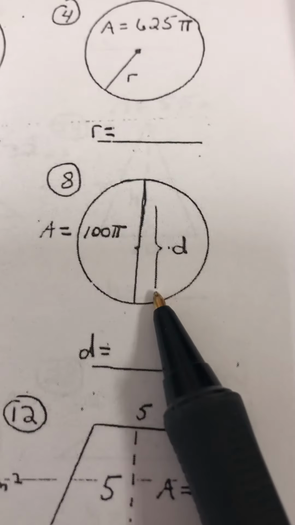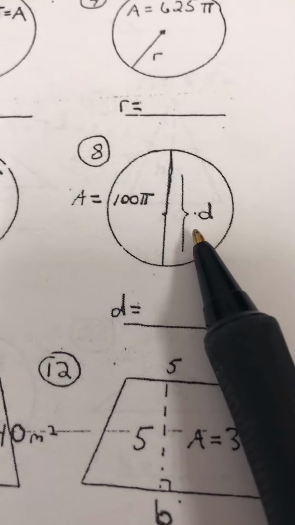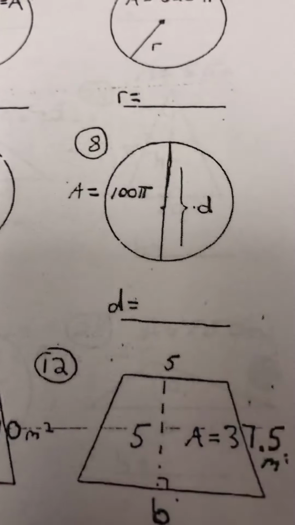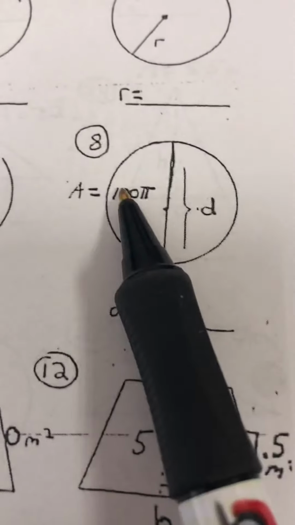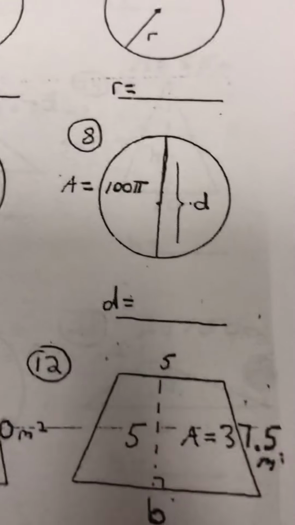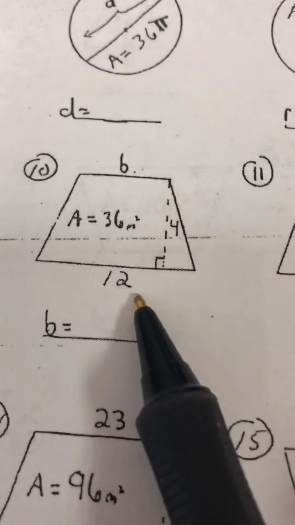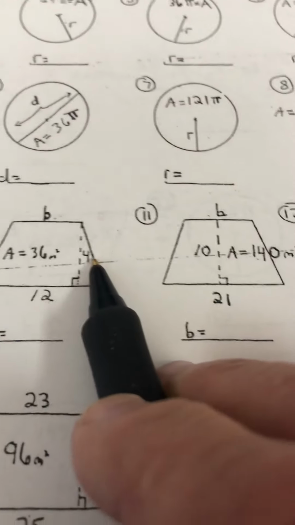Number 8 is the same. Going to do the same thing as number 6, okay? Just set it equal to 100. Take the square root of 100, find the radius, times that by 2 to get the diameter. Here we have base 1, base 2. This is a B. Some people probably thought that was a 6. That is a B. So base 1, base 2, and height.